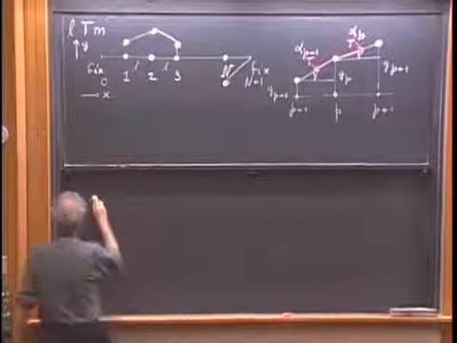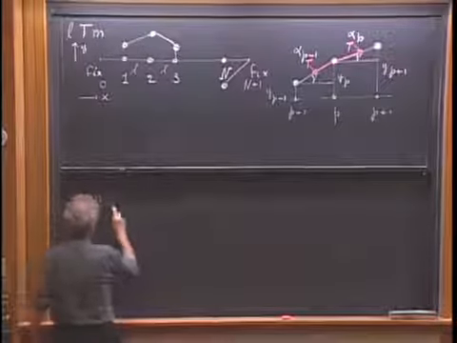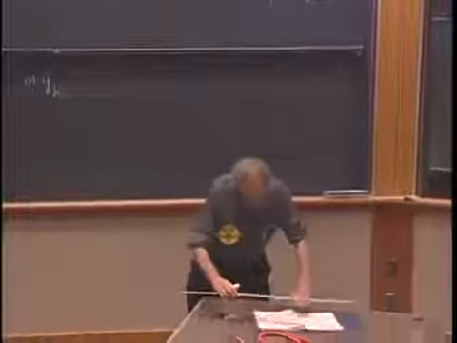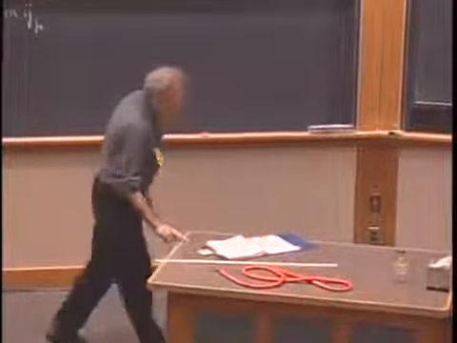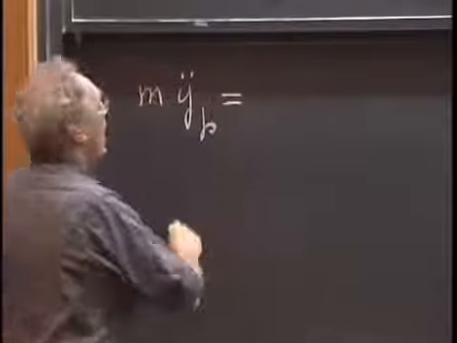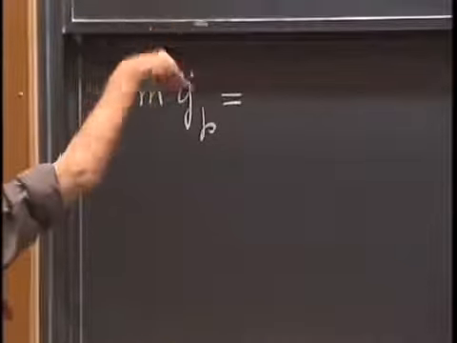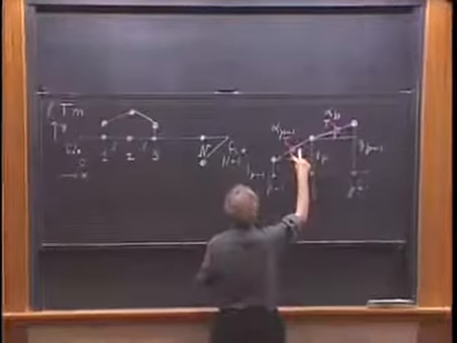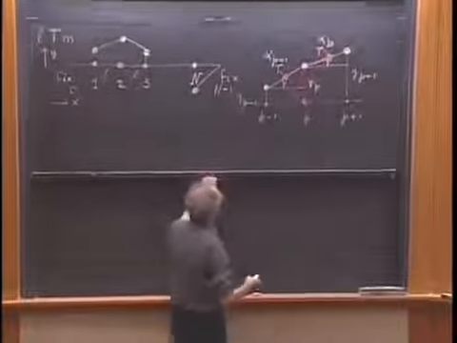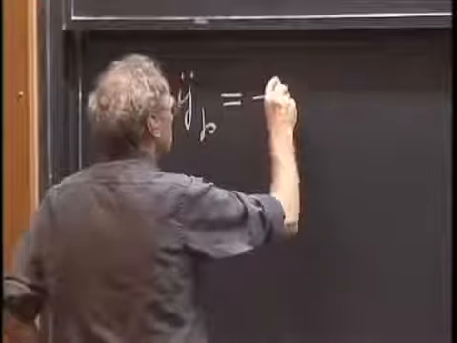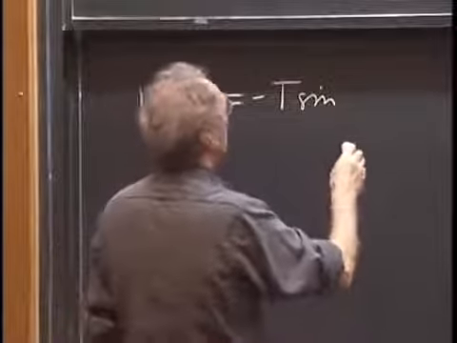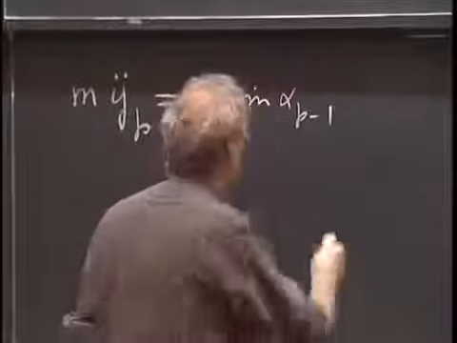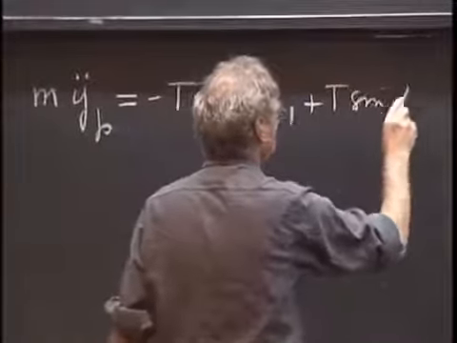So I can write down now, for that mass, for that location p, Newton's second law, and so I get m times the second derivative, d²y/dt², of that position p. And I see I have one component, one vertical component that drives it down. That is due to this tension. And then I have one that drives it away from equilibrium. And so I'm going to get minus T times the sine of alpha_(p-1), and I get plus T times the sine of alpha_p.